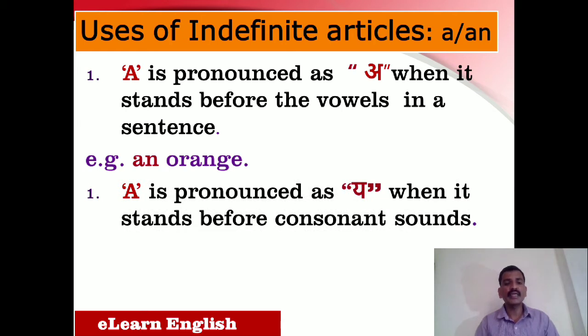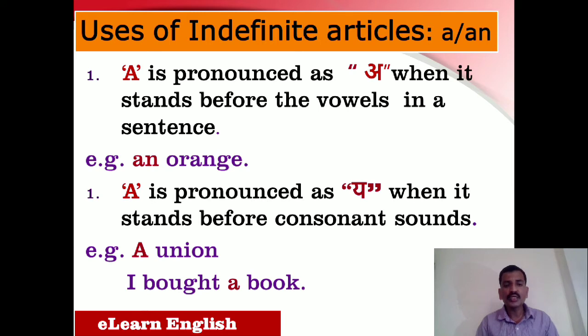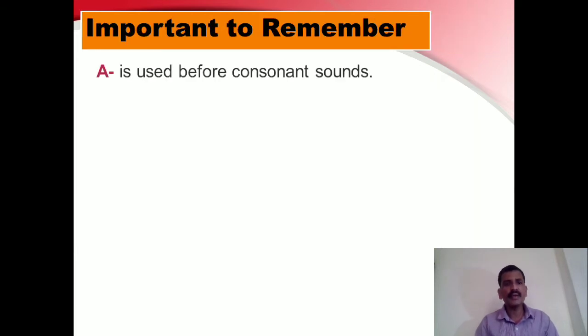Or else see the second sentence: a is pronounced as a when it stands before consonant sounds. If it is coming before consonant sounds, then it is pronounced as a, and if it comes before vowel sounds, then it is pronounced as an. Remember, very important use. Then a union, the example of the second rule. I bought a book. Now see, union, book, these are consonant sounds. Though the word union begins with a vowel letter, the pronunciation or the sound of this letter is like a consonant. That's why a is used. Important to remember: a is used before consonant sounds, an is used before vowel sounds.